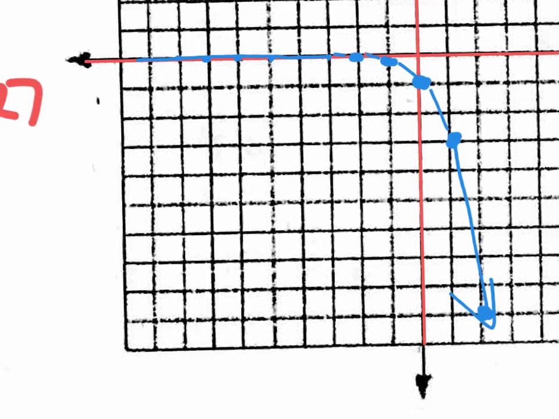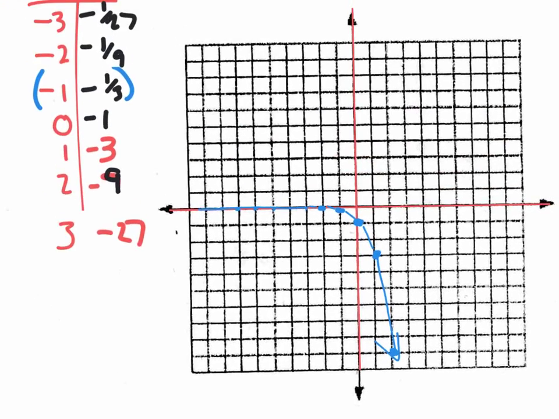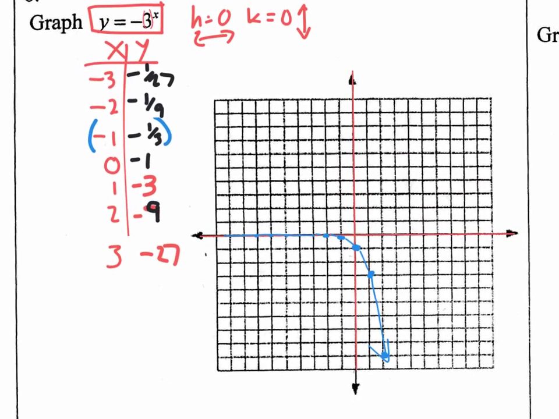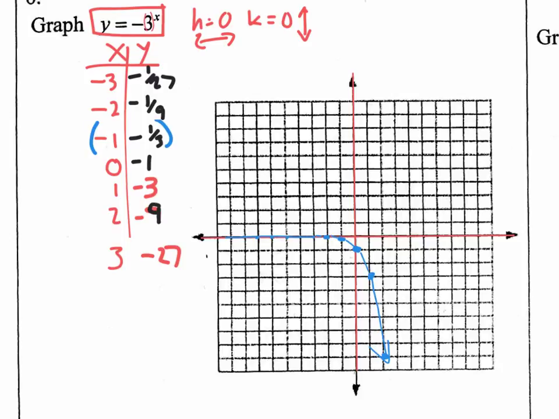So there's my graph. However, if it had an H and K shift, I would have to shift it according to H and K. So my graph right now, there is no H and K, so I know it looks like it's touching, and then it goes down like that.